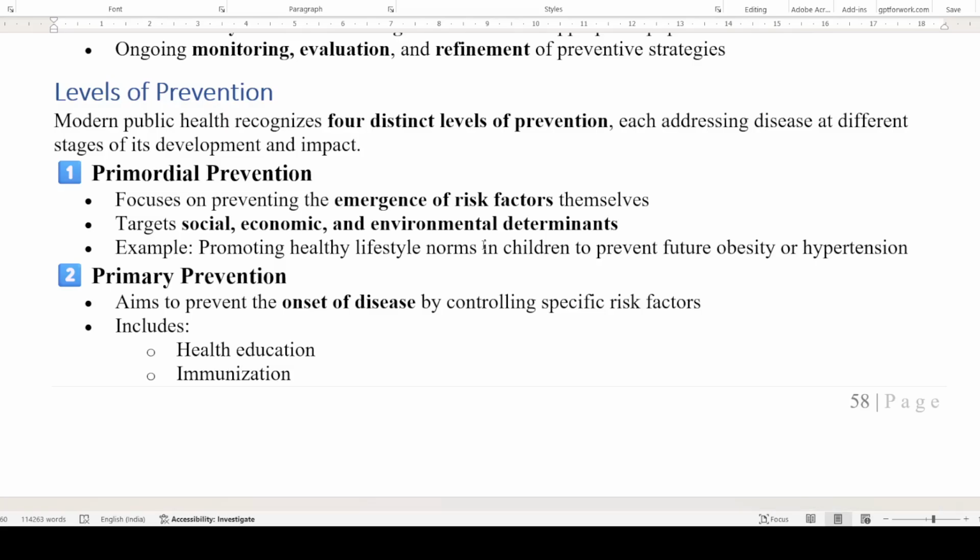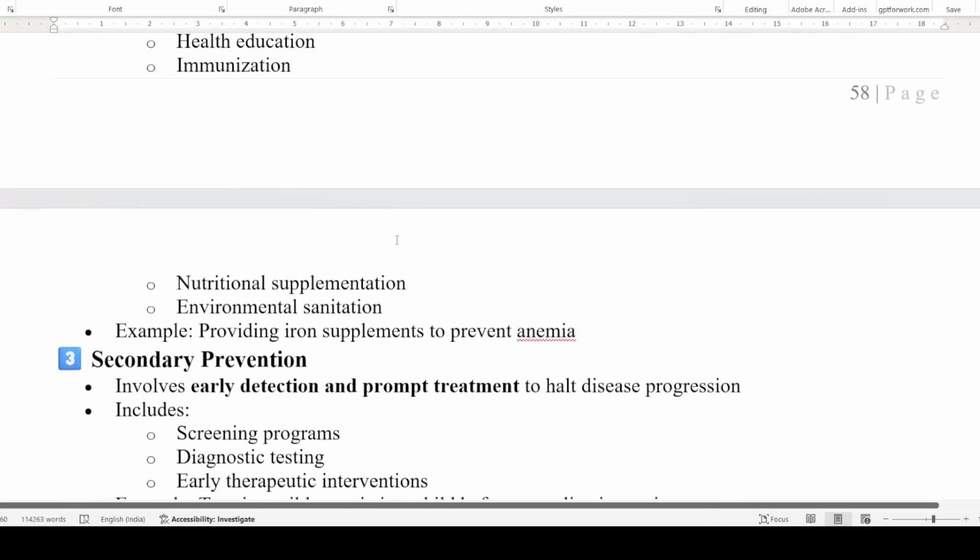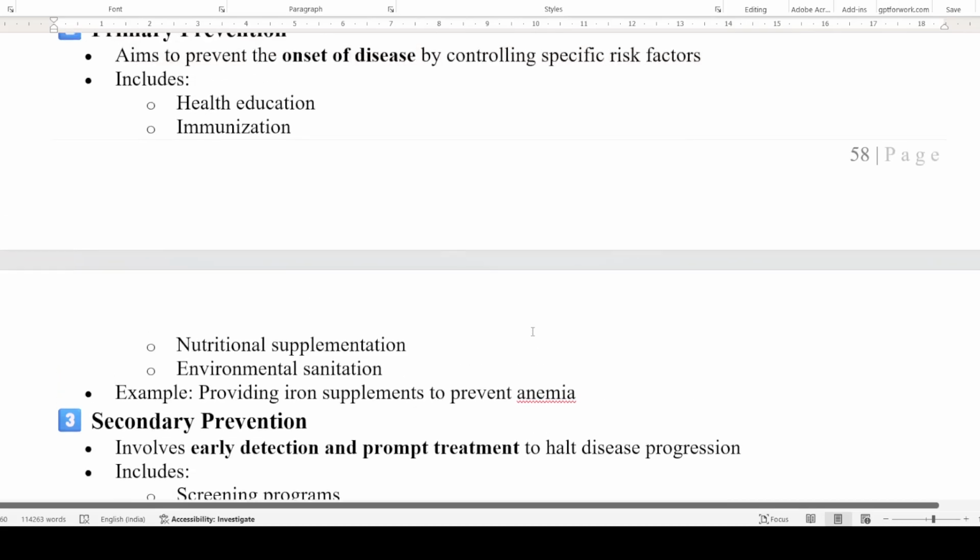Next one is primary prevention. Primary prevention is to prevent the onset of disease by controlling the risk factors. It means the risk factors are already present in the individual and we have to control them so that the disease may not set in. For example, providing iron supplements to prevent anemia. And how can we do it? By health education, by immunization, by giving nutritional supplements, and environmental sanitation.